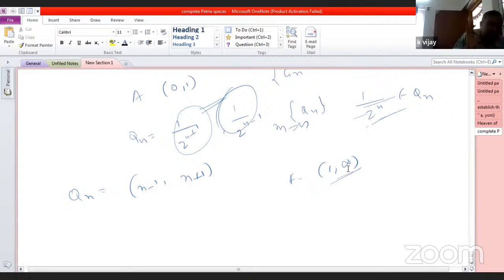So the set of real numbers, what I told you, (0, 1), (1, infinity), that is proper, 1 by 2 power n belongs to Qn. It is not a compact set.